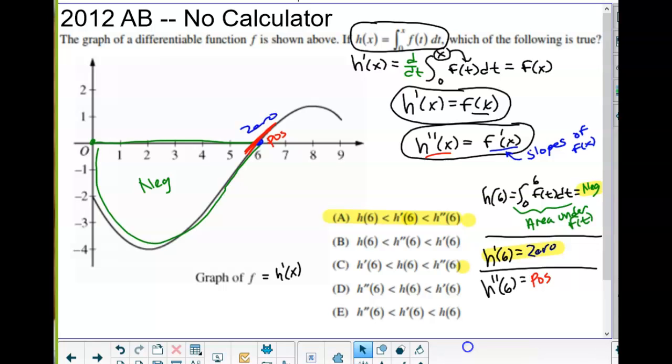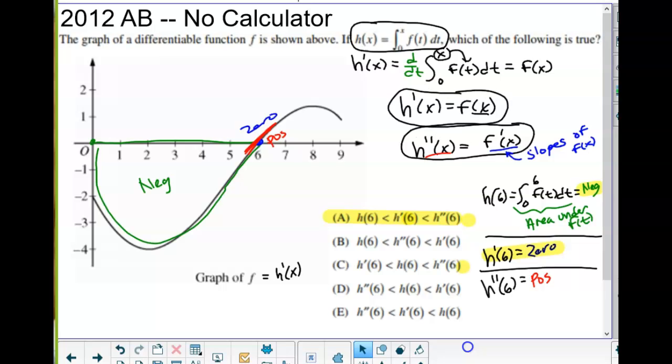Notice how I wrote those connections down. If it was a free response question, they would need to see all of these connections. How does h and h prime and h double prime all relate back to the graph of f? So you do have to write that. I will say for the multiple choice, you could do this problem in your head if you want and not show any work. And that's the ultimate goal because it saves time.